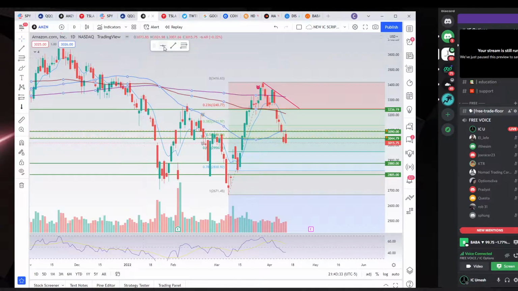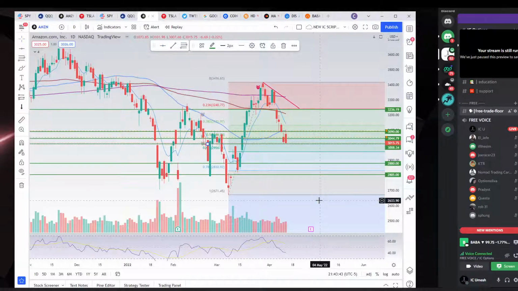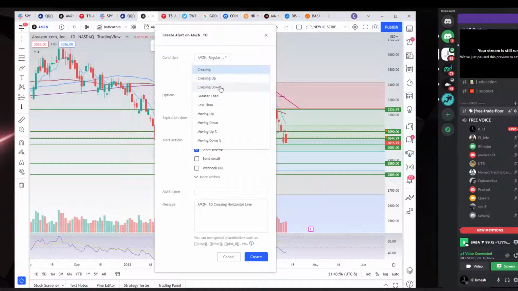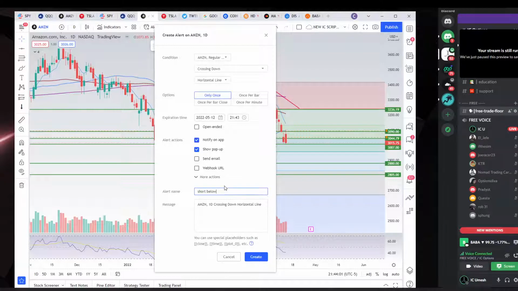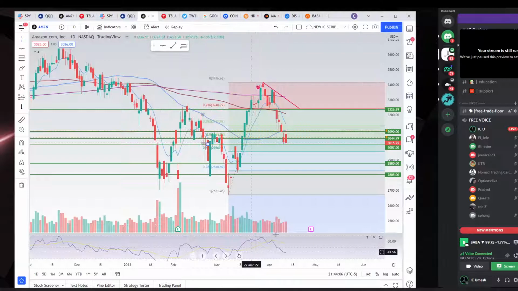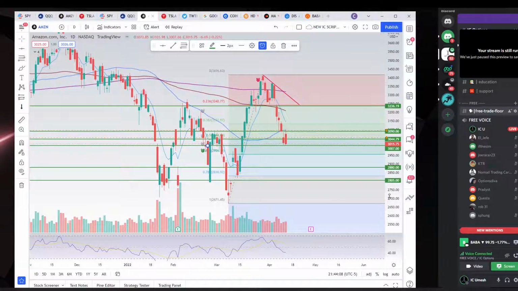So my God, so many of these have just given up. It's sad. So today's lows were 3007. I'm going to set my alert on this one as well. Short below. If you guys have any questions, you can put it in on the free trade floor. I'll be able to answer that over there. All right, if you guys don't understand anything or if I'm going too fast, let me know.